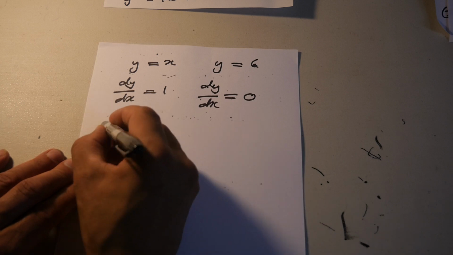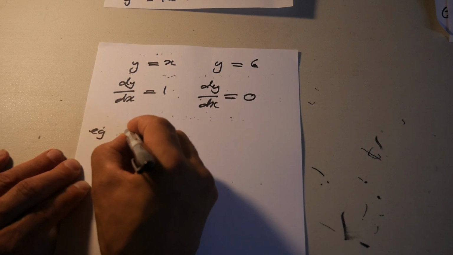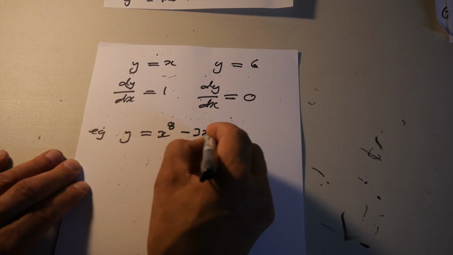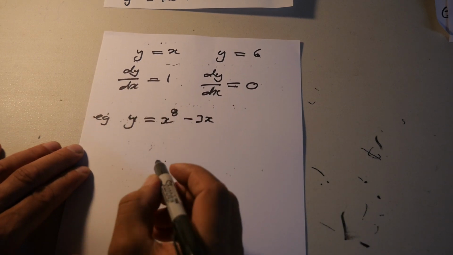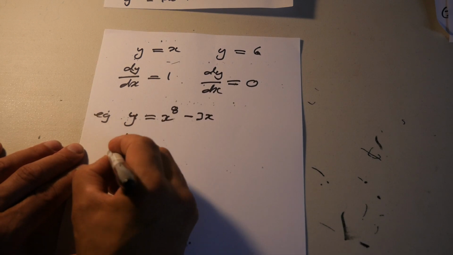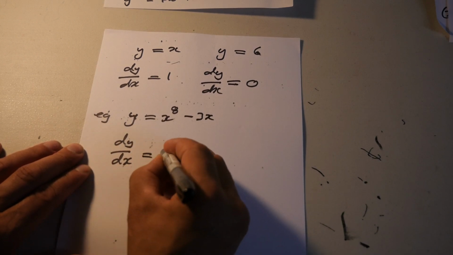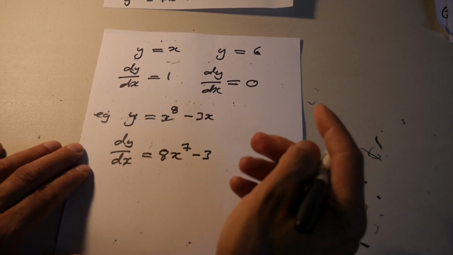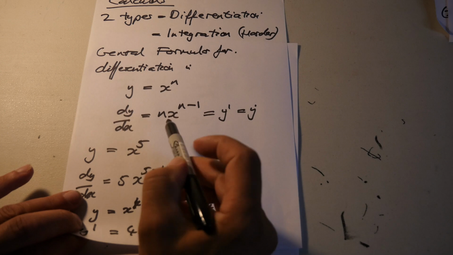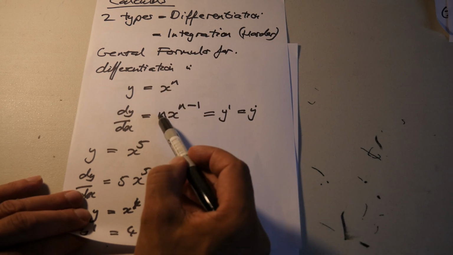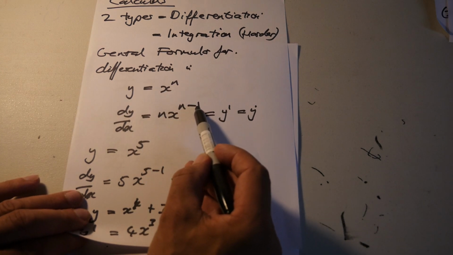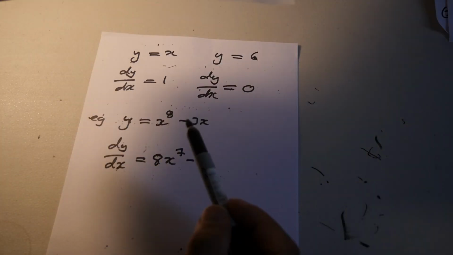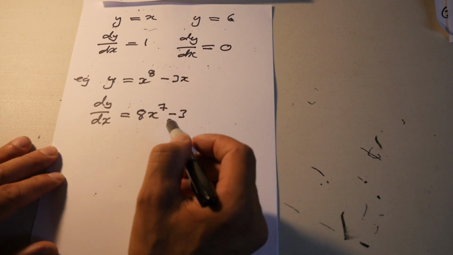Another example: y equals x to the 8 minus 3x. So dy by dx equals 8x to the 7 minus 3. That's using this formula, remember? The n comes down, and you take 1 off the n up there. So you get 8x to the 7 minus 3.